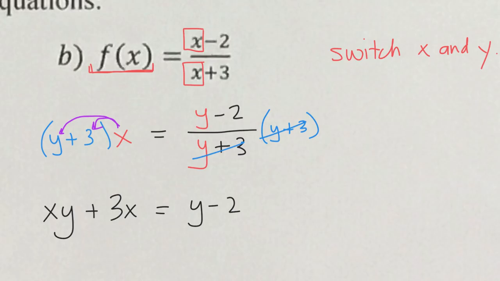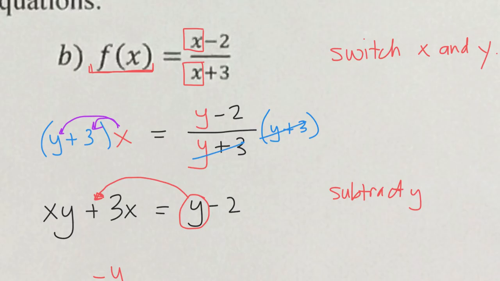So notice how many y's are there? 2 y's. And if we want to solve for y, we need to get the y's on the same side of our equation. So I'm going to move my y by subtracting it. So I'm going to subtract y from the right side to the left side.